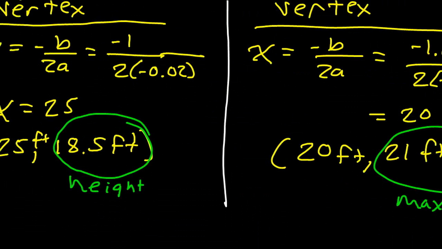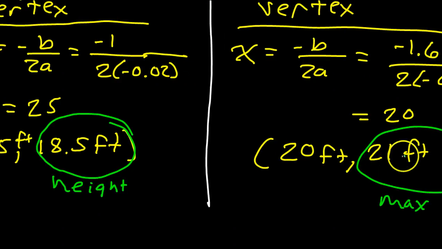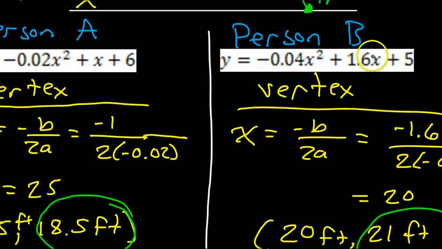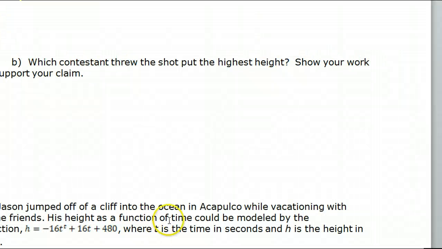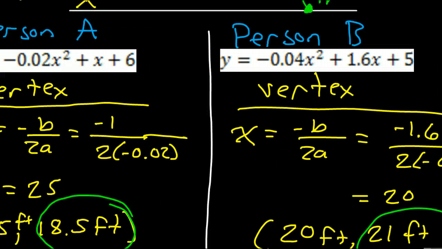Okay, so contestant A, maximum height of 18.5 feet. Contestant B, maximum height of 21 feet. So obviously contestant B threw the highest. So which contestant threw the shot put the highest? Contestant B. Okay, but I should see all this work on your paper.